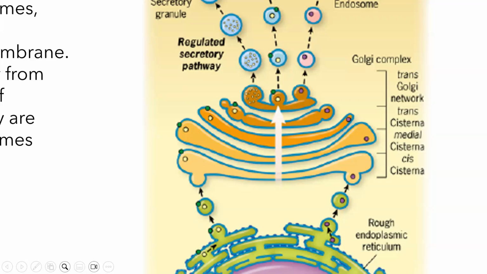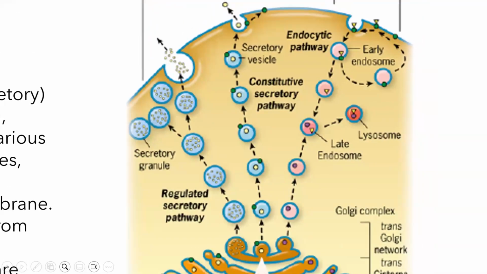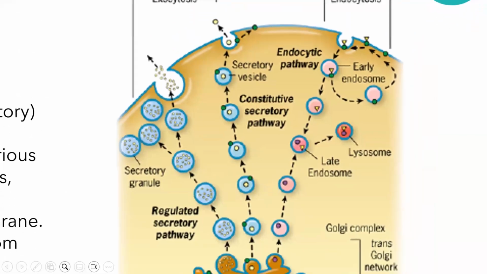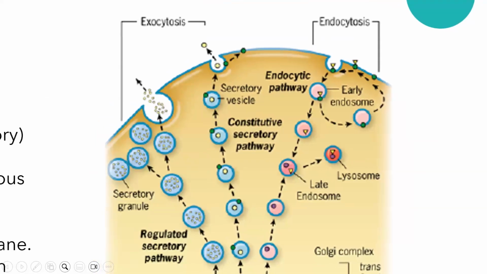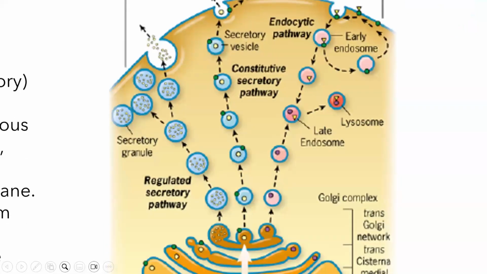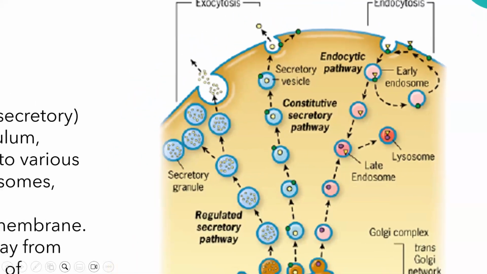The material travels across those layers, and then finally to their appropriate final destinations. So if you have your constitutive secretory pathway, it's always on. That means it's continuously being secreted upwards. If this is to be an exogenous protein, it's supposed to go out of the cell. If it's regulated, unless it's needed, it stays hanging around inside the cell. Only when a certain stimulus appears is it released outside.